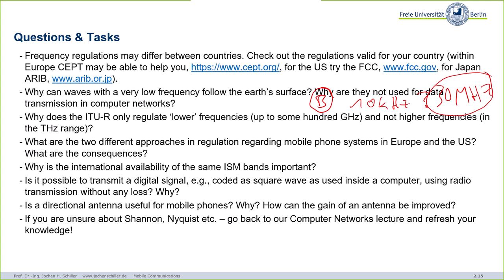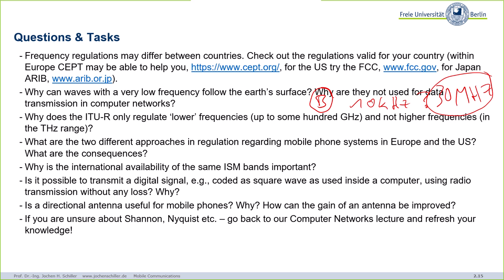Okay. So the second question was just for basic understanding. Why do we only regulate, let's say, lower frequencies? What does lower mean? Well, up to some hundred gigahertz. Why not higher frequencies? Terahertz range. Why don't we regulate this somehow? Any ideas? So what does it mean if we go to higher and higher frequencies? The higher we are, sunlight, that's quite a good idea.